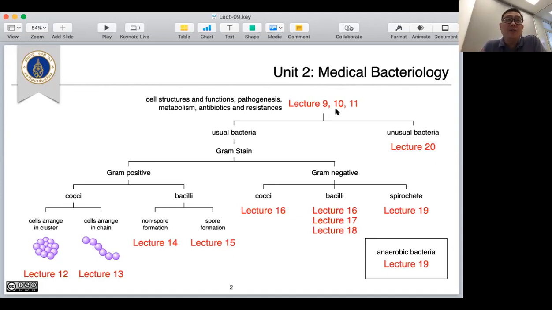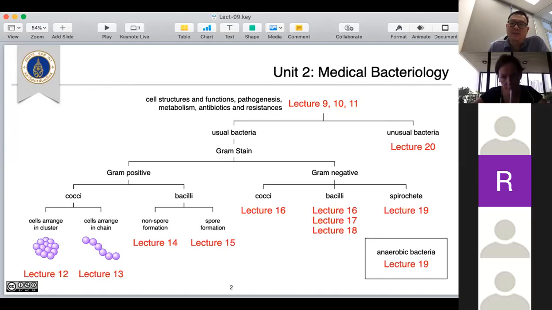For pathogens themselves, we divide bacteria into 2 groups. This is my flow to help you remember easily. One is usual bacteria, another one is unusual. We put unusual in the last lecture. Okay.